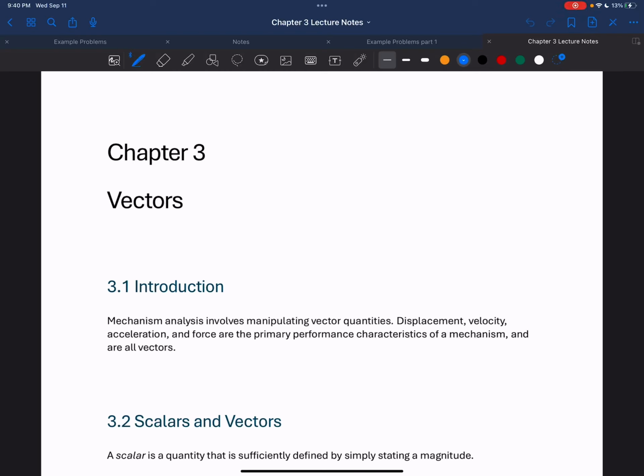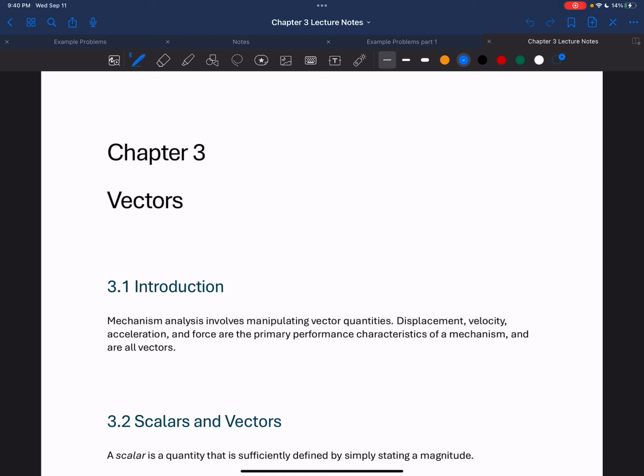Alrighty, we're going to jump into chapter 3. We're skipping chapter 2. Chapter 2 mostly just talks about some computer methods that we can use to solve kinematics problems. We're going to use specifically AutoCAD for a lot of problems that we do. I just don't feel the book does a very good job.